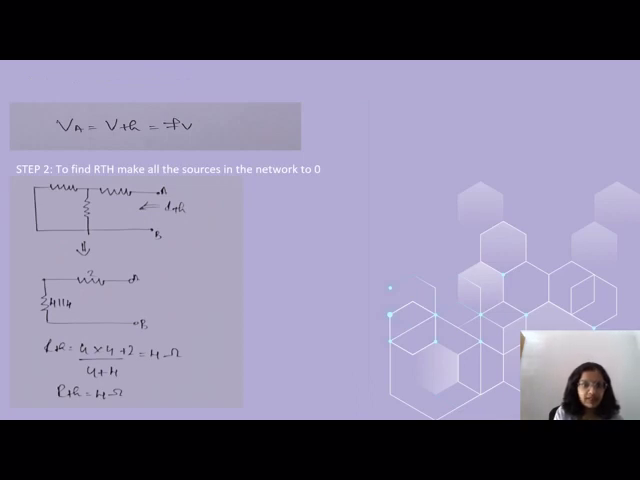The second step is to find the Thevenin's resistance by making all the sources in the network as 0. So further, RTH is calculated as shown. That is, RTH is equal to 4 into 4 by 4 plus 4 plus 2, which is equal to 4 ohm.